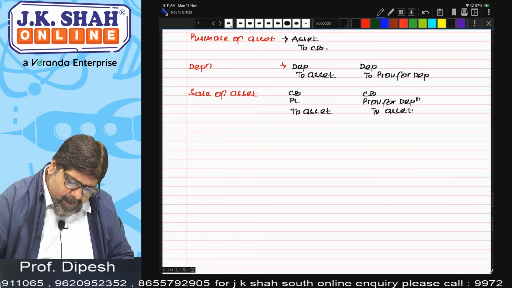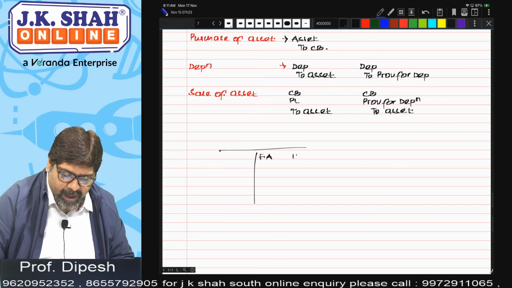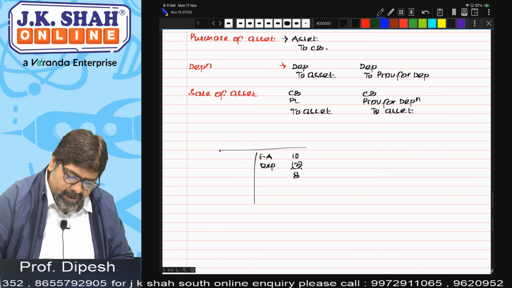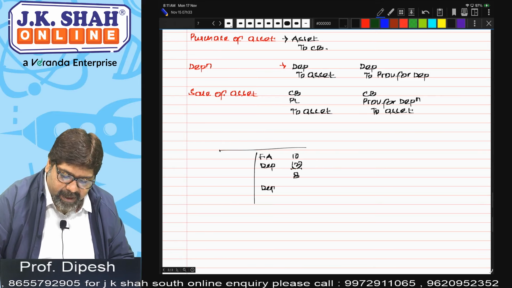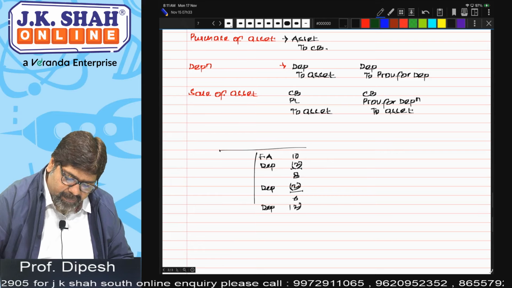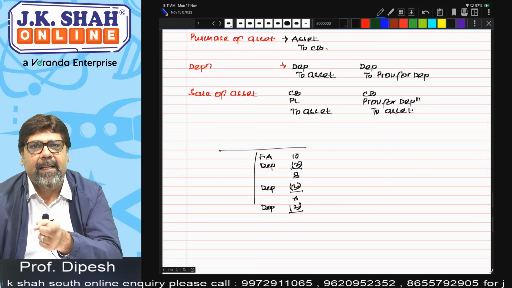Am I clear? For example, there is a fixed asset of 10 rupees. Suppose we charge depreciation 2 rupees, it will become how much? 8. Then again we charge depreciation next year 2, it will become how much? 6. Again we charge depreciation 2, it will become how much? 4. This is how the first method goes, where we charge depreciation directly to asset.